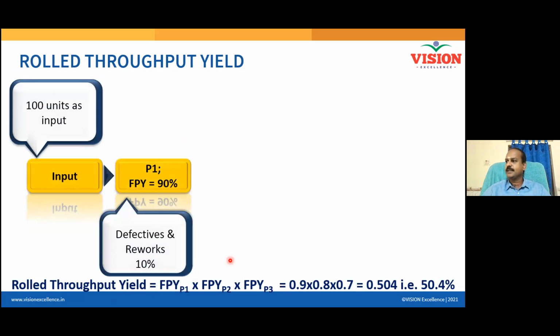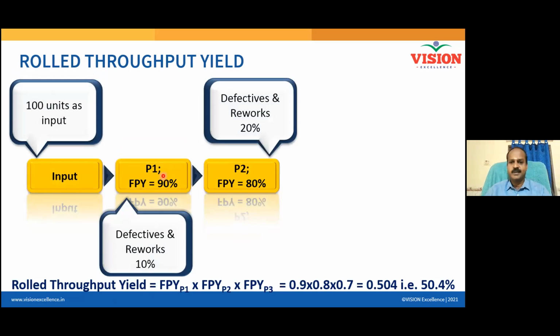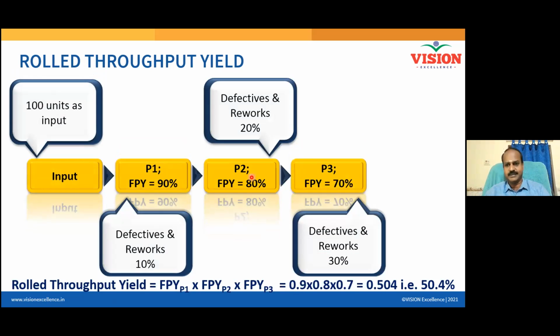Input is 100. Process 1, maybe a machining, and process 2, maybe some welding, and process 3, maybe assembly, and then it keeps on going. Process 1, your first pass yield is 90%. It means your reworks and defective both are now considered. Both put together is 10% and the remaining is yield. Similarly, first pass yield of second process 80%, first pass yield of third process is 70%.